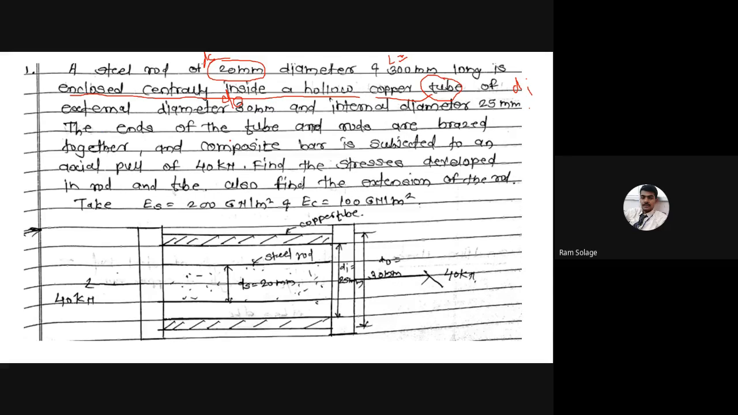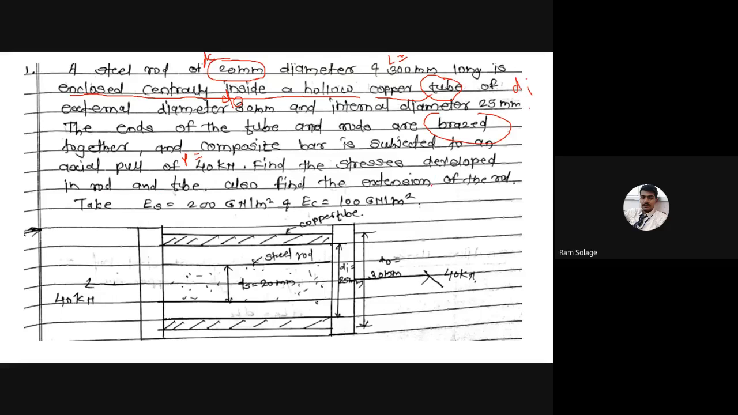The ends of the tube and rod are brazed. Brazed means they are welded. Its ends are welded to each other, and they have converted into a single unit. And the composite bar is subjected to an axial pull. Axial pull means this is the value of total P. P is given as 40 kilonewton. Full stop. Find the stresses developed in the rod and tube.